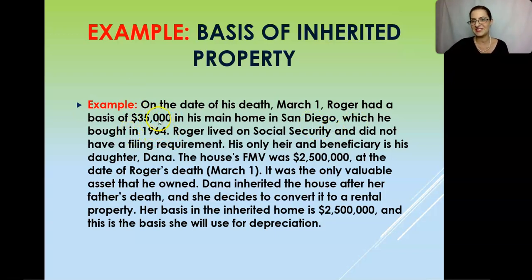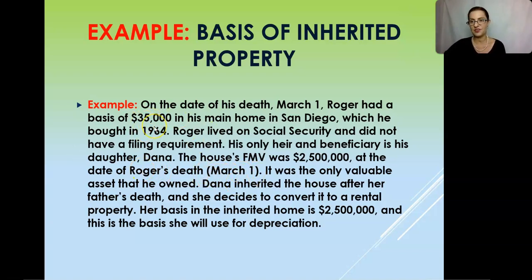I kind of had to look up these housing values in order to do this, and this is pretty accurate. Houses in the 60s and the 70s on the coast in San Diego, San Francisco, they were like $30,000 when I was growing up. Now it's very different, right? Roger lived on Social Security and did not have a filing requirement. His only heir and beneficiary is his daughter, Dana. The house's fair market value was $2,500,000 on the date of Roger's death on March 1st.